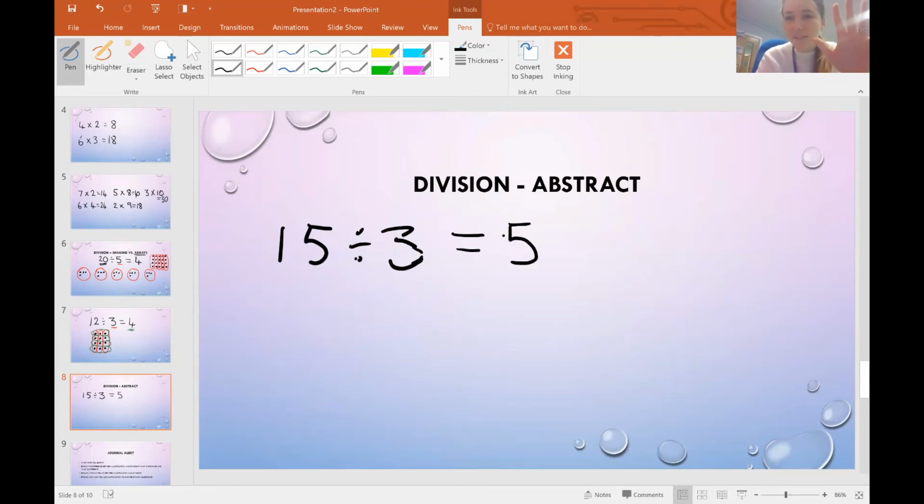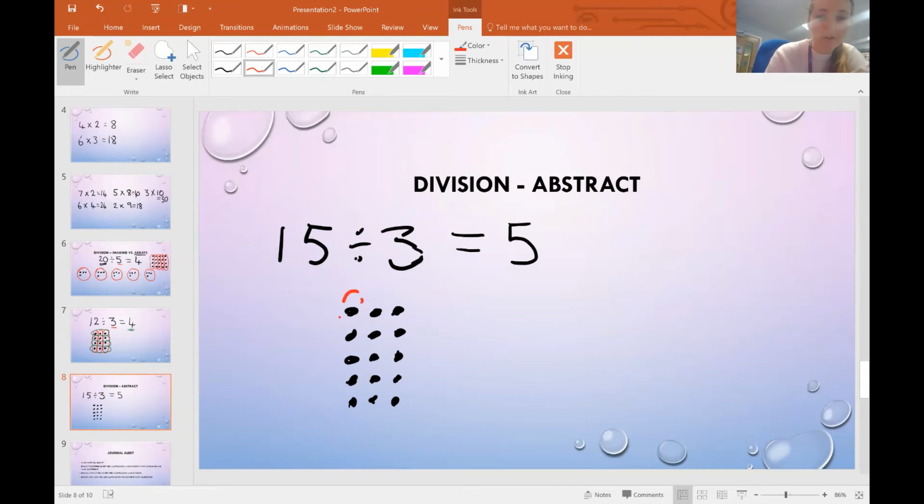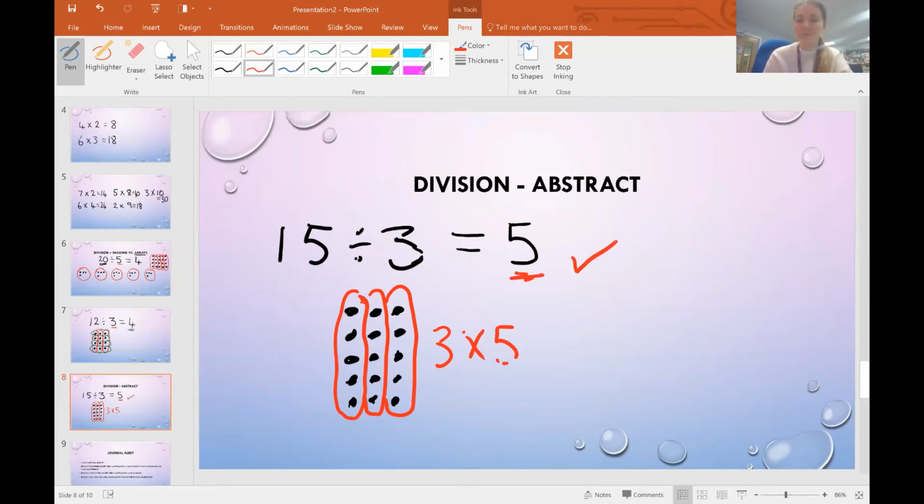Let's use an array to prove it. 15, let's put that into rows of 3. 3, 6, 9, 12, 15. Okay, let's see if in each row there are 5. In each column even there are 5. There's 3 groups of 5. 3 lots of 5. And in each one, the answer is 5. So we are correct. Yay!